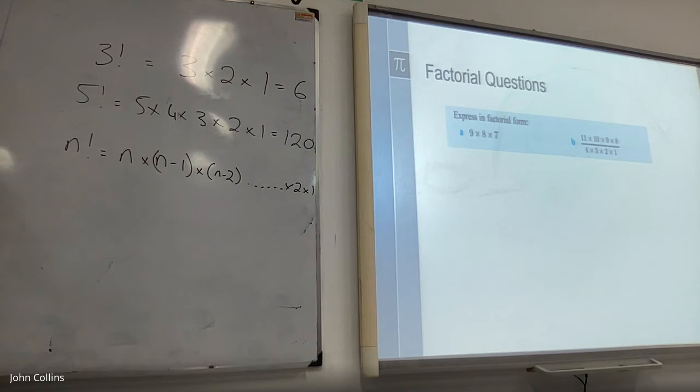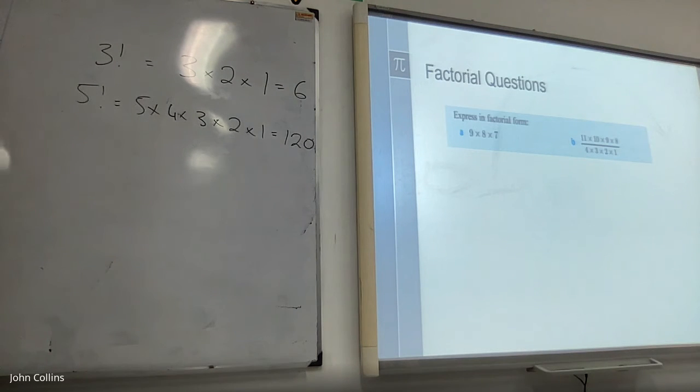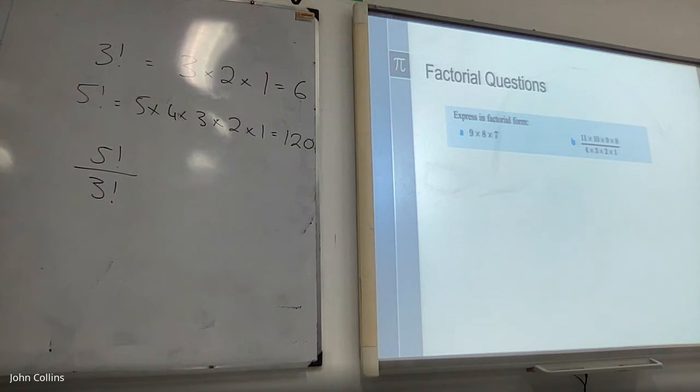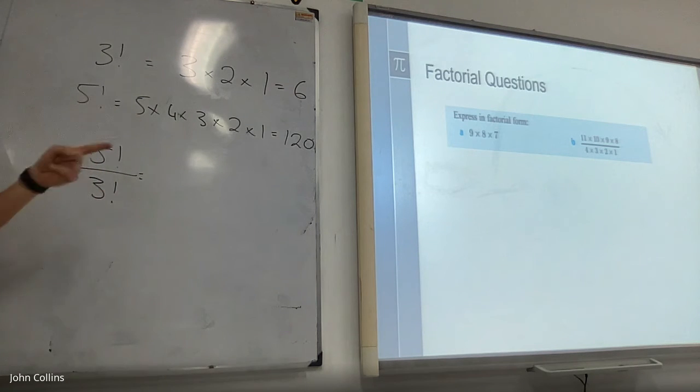Okay, well let's look at this example again. What happens if we divide this and this? 5 factorial divided by 3 factorial. Well, we kind of know. 120 divided by 6, 20. Okay. How can that look differently? How can we simplify it before we do it?